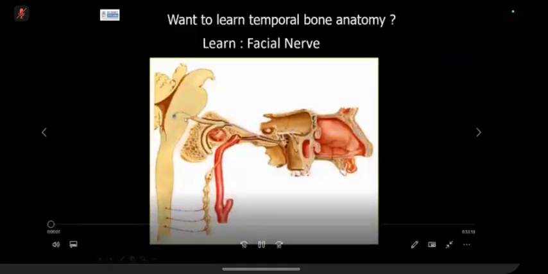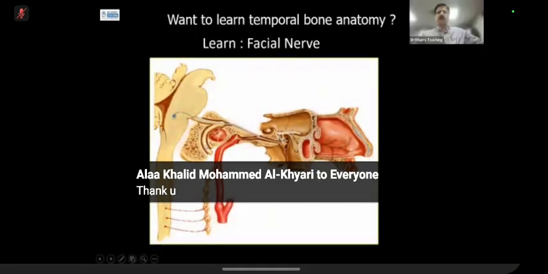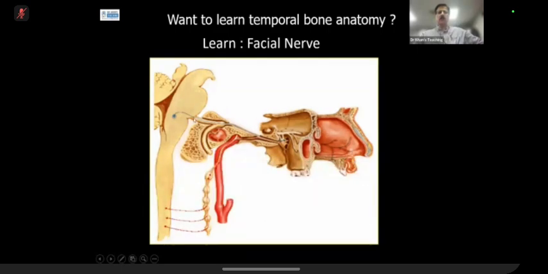Now, if you see here, this is the facial nerve. It's a schematic diagram, but it tells you everything. This is the pons, and this is the facial nerve. It comes out. This portion of the facial nerve passes through the CP cistern, the cerebellopontine angle cistern. Then it passes into the internal auditory canal and then into the temporal bone.